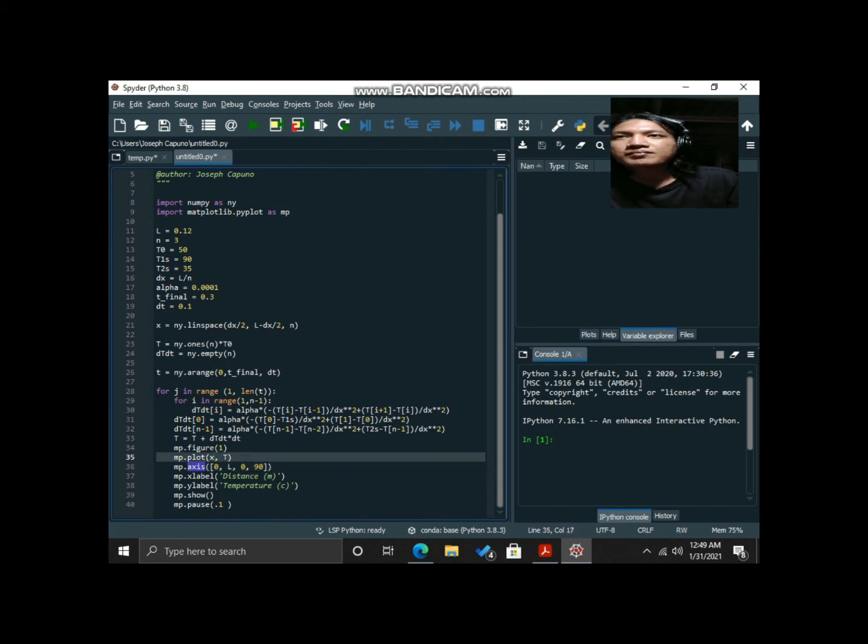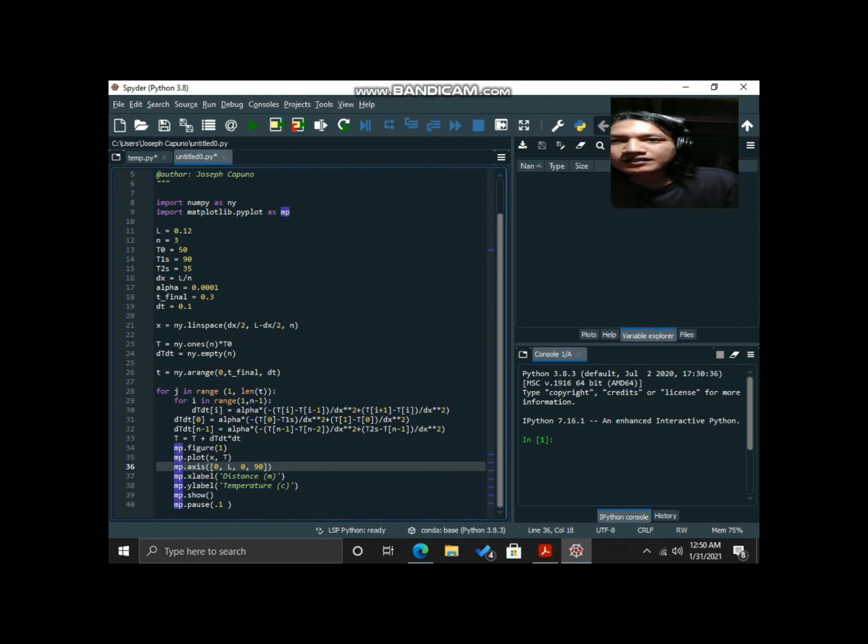So since yung pagko-compare naman natin is yung distance tapos yung temperature niya doon, ilalagay lang natin dito is yung x tsaka yung T. Tapos ito naman sunod is yung axis, kumbaga ano yung boundary, ano yung mga nakalagay doon sa axis na yun.